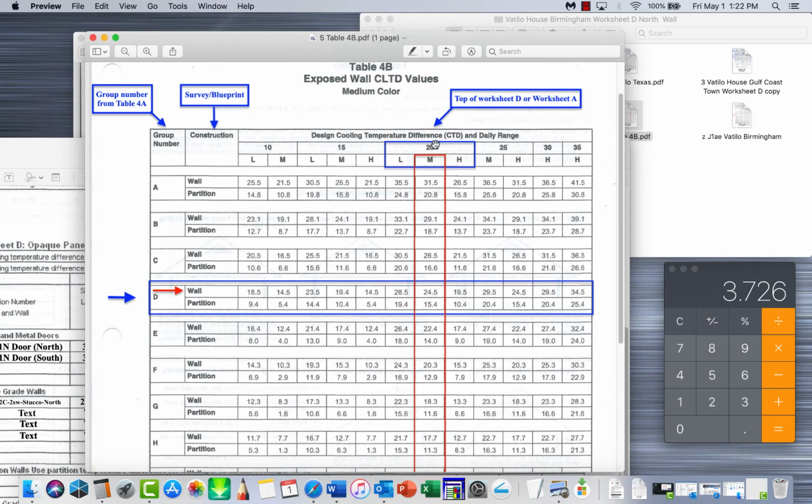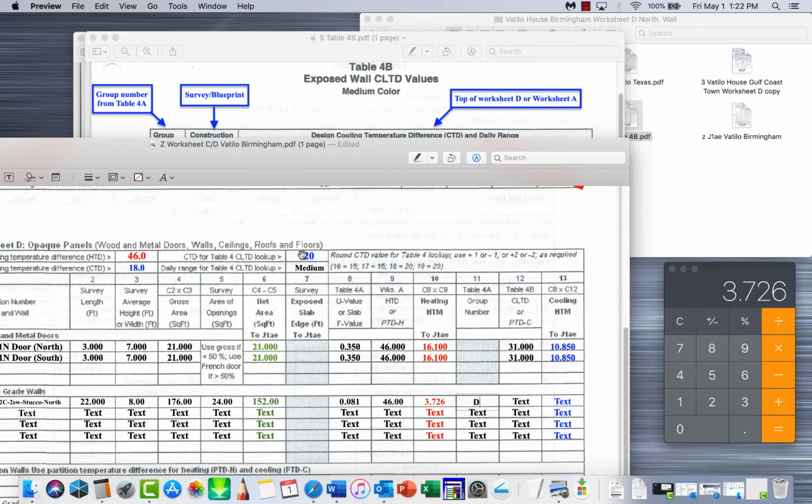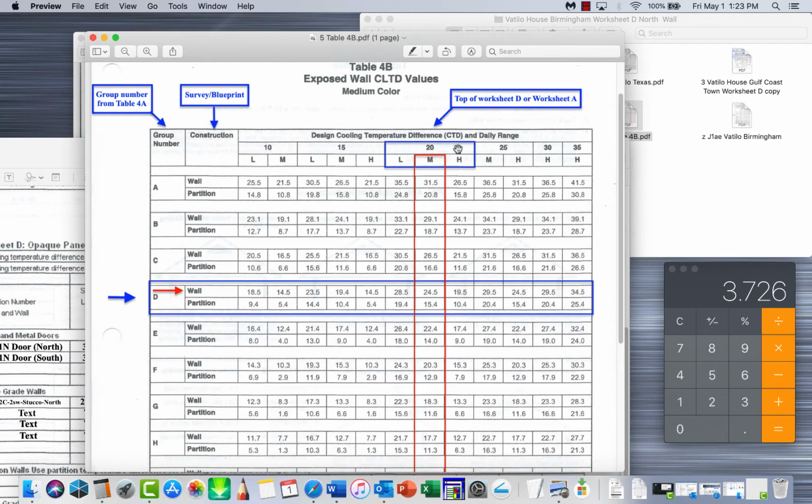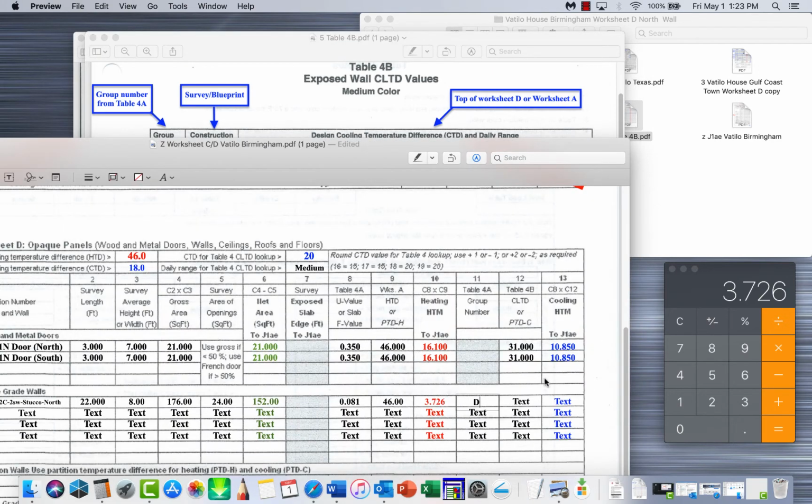Now this one here we use, what was our CTD? Our CTD was 20 and our daily range was medium or M. So CTD of 20, medium M. So we make a column coming down. So where these two intersect right here at 24.5, that is our answer. 24.50.